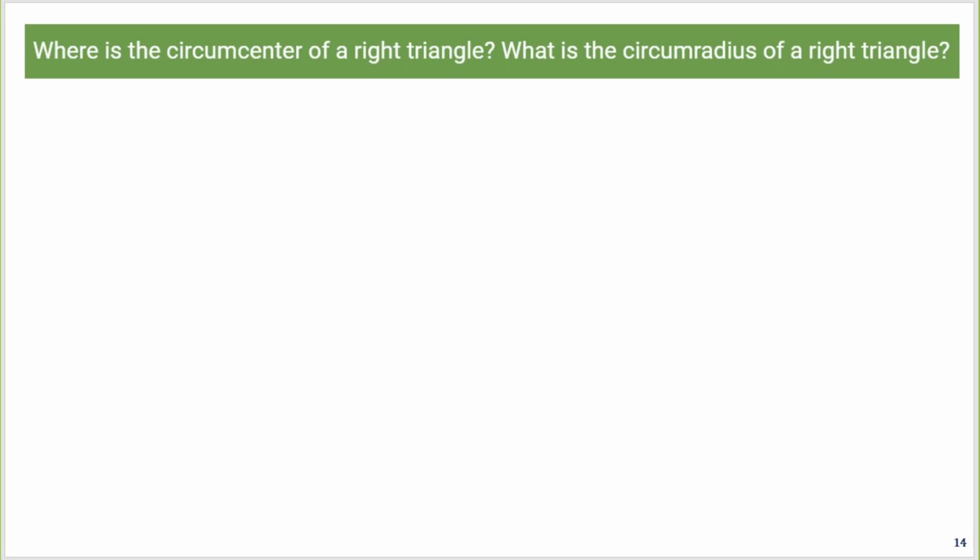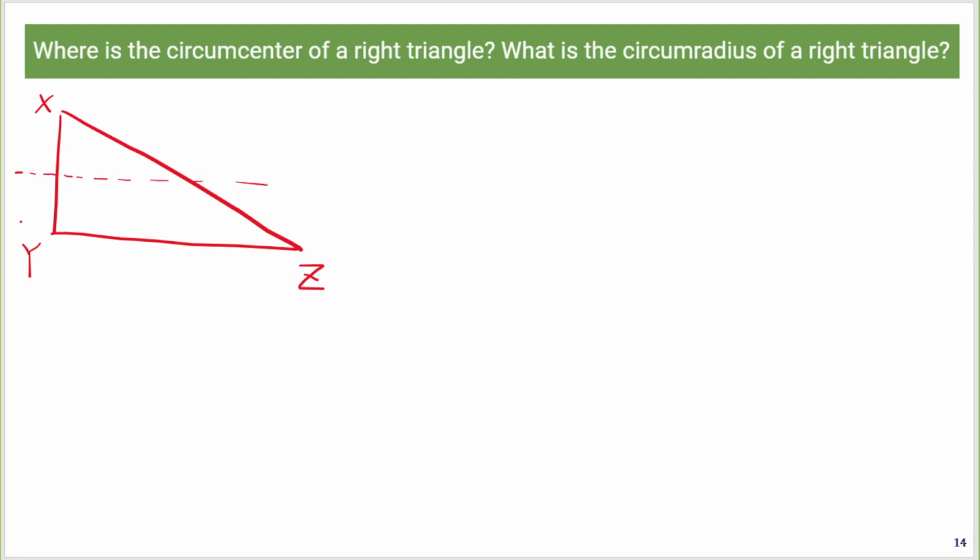Okay, any ideas? So if you draw a right triangle by yourself, suppose we have a right triangle XYZ. First, if you draw a perpendicular bisector on this side, then on this side, it seems that the circumcenter is somewhere here, right? It seems that it's the midpoint of the hypotenuse XZ. Then can you prove that it's actually true?